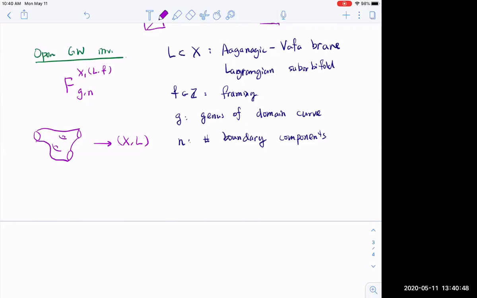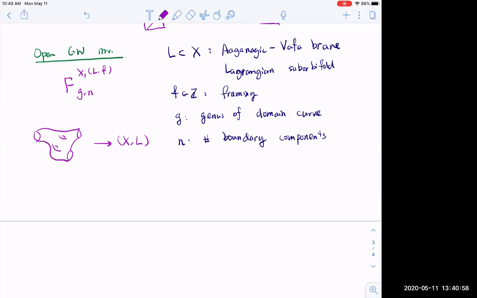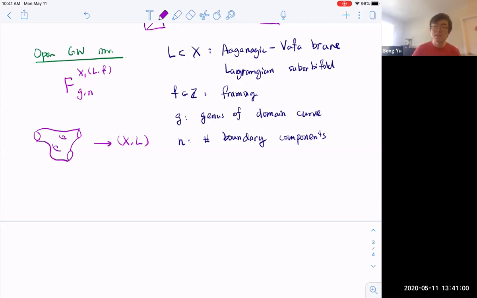A question: does L have just one component or can it have several components? It's just one component, but it can have non-trivial generic stabilizers. Okay, so it can actually be an orbifold.